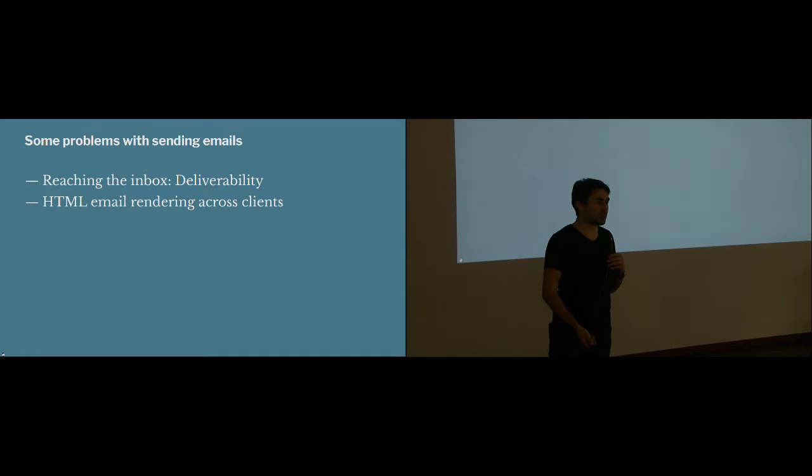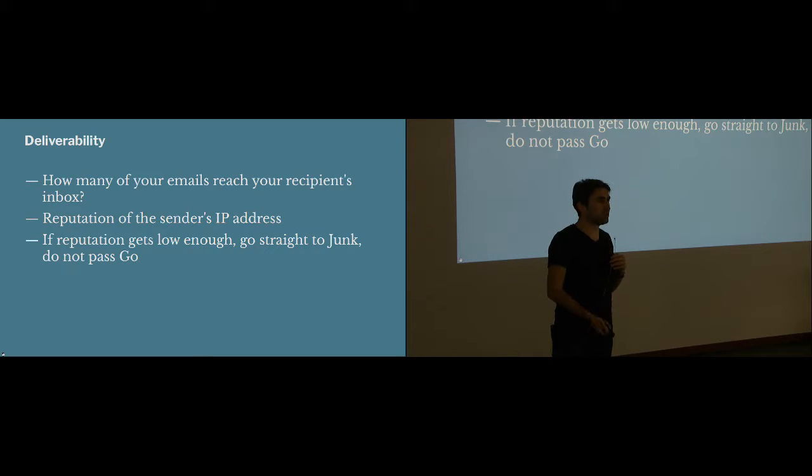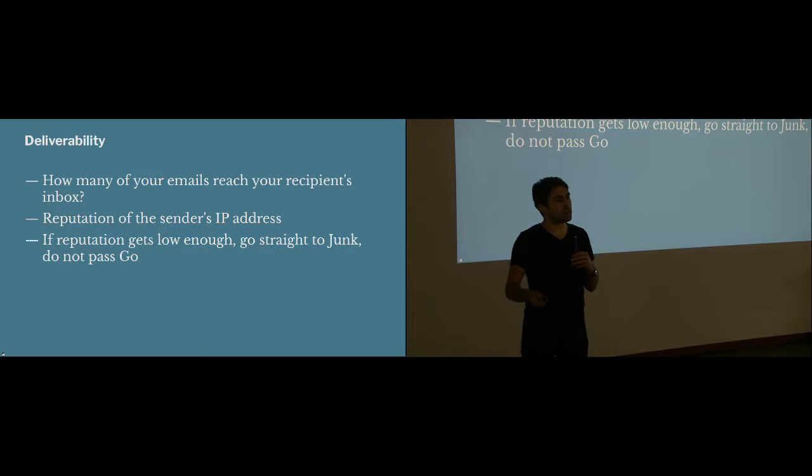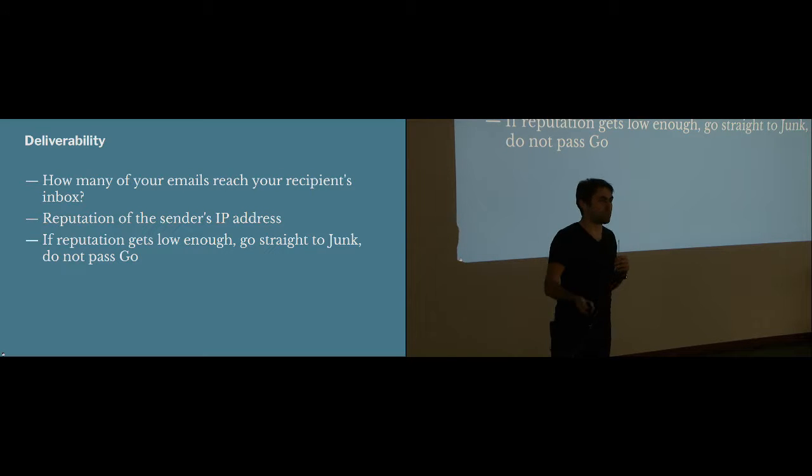There's many problems with sending emails, but I'm going to focus today on two of them, which are reaching the inbox, also known as deliverability, and HTML email rendering across multiple email clients. So first of all, deliverability, which means how many of the emails that you send actually reach the inbox of your recipients, as opposed to ending up in the spam folder, right? We're all very sensitive to spam, and most email clients nowadays have a spam filter integrated in it.